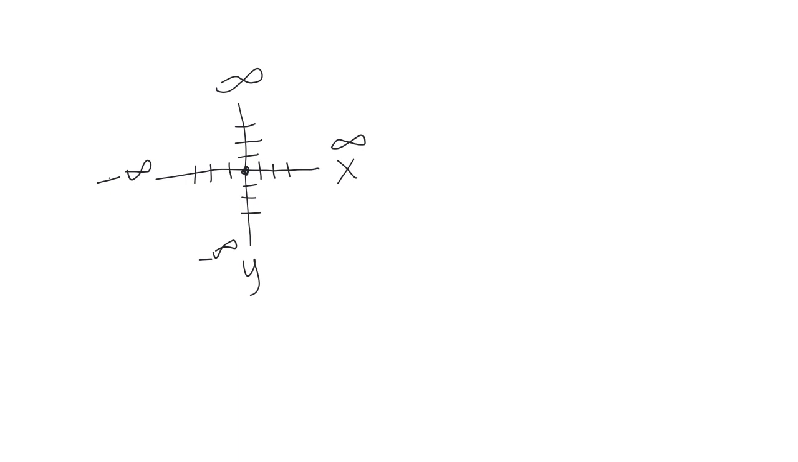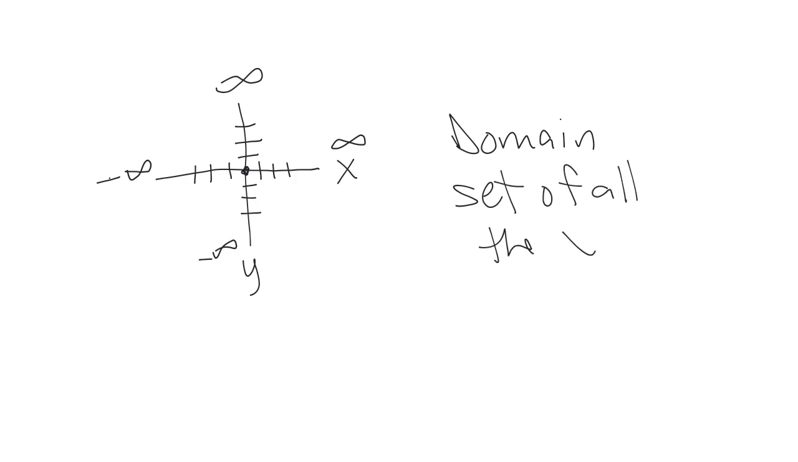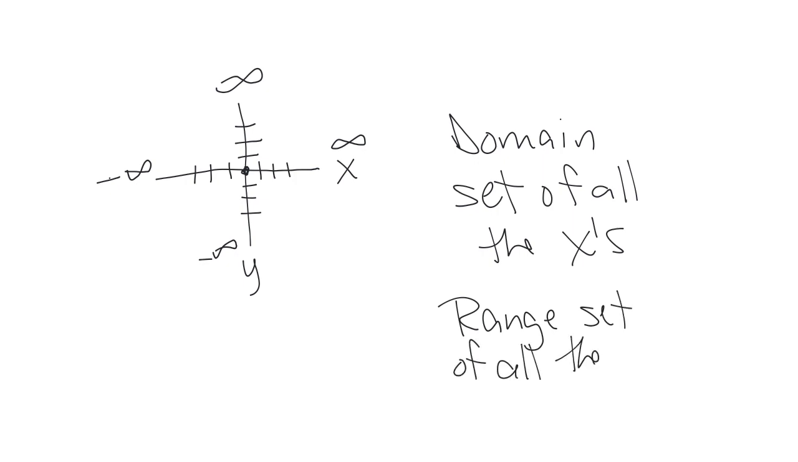So when we're looking at domain and range, the domain's kind of easy because we're looking from left to right, but the range is tough because we have to look from the bottom up because we always want the smallest number first. All right, so domain is going to be a set of all the x's that our function uses, and then the range is going to be the set of all the y's that our function or our graph uses.